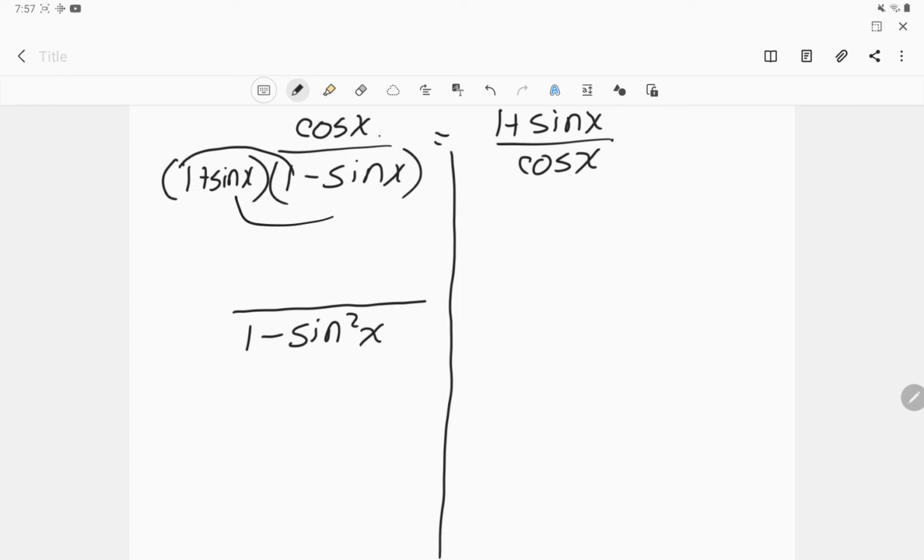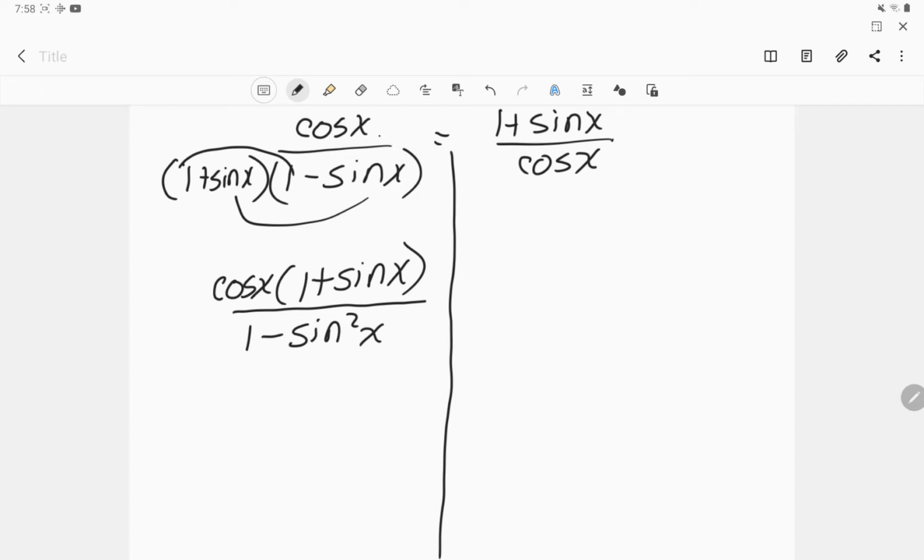So I do 1 times 1, positive sign times negative sign, and I get 1 minus sine squared. But whatever I do to the bottom, I have to do to the top. So I'm not going to write it all out. I would also have to multiply the top by 1 plus sine x, because if I multiply the bottom by 1 plus sine x, I have to multiply the top by 1 minus sine x.